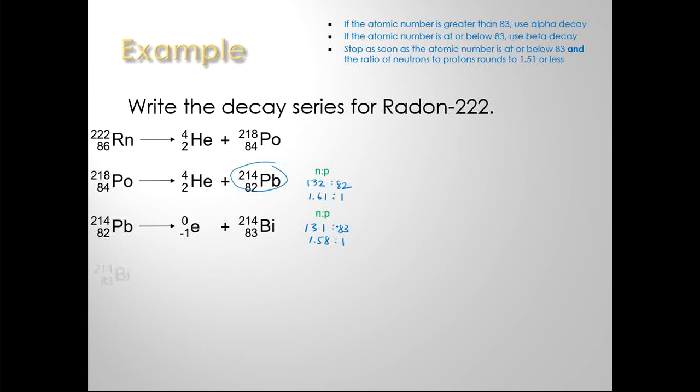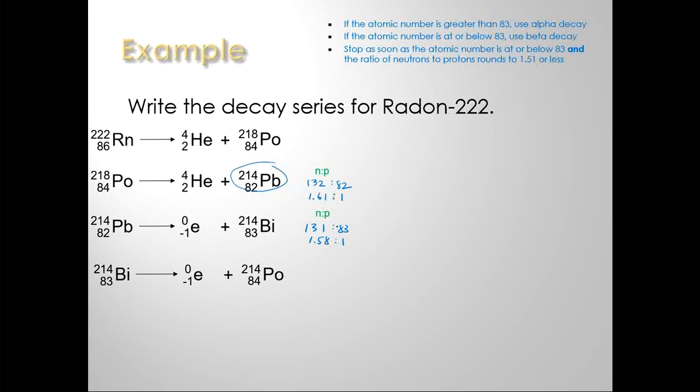So let's go ahead and continue with bismuth-214. The atomic number is at 83, so it will go through beta decay. Here is our new isotope. We call it daughter isotope. And you'll see that it is now back to polonium. But what's different about this polonium as opposed to the first daughter isotope polonium is that the mass number changed.